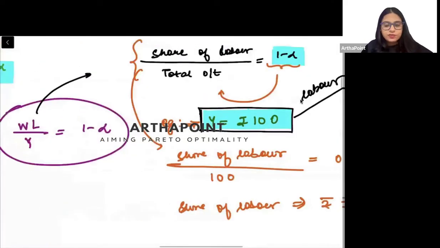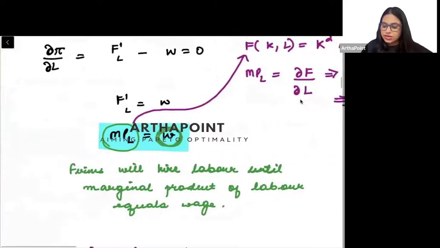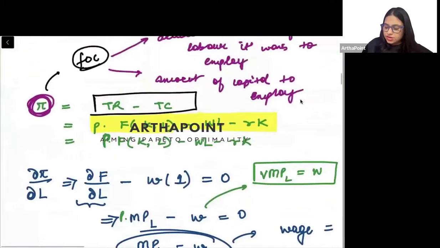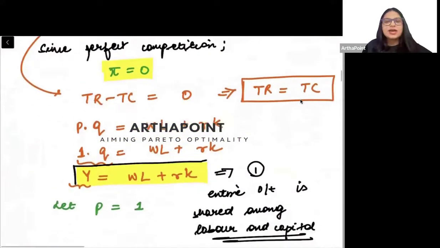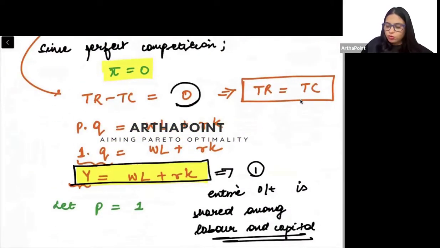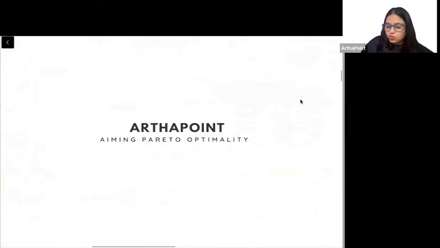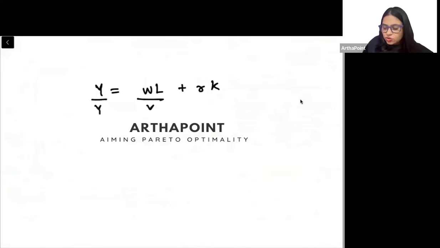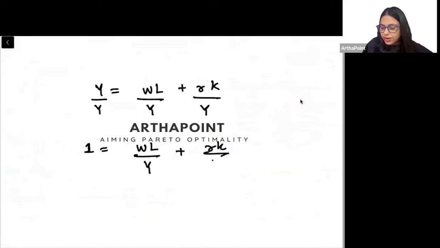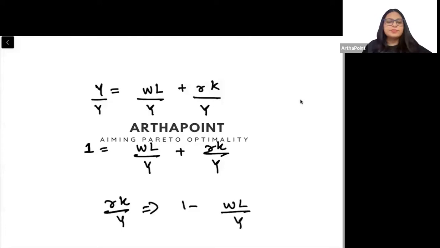Now you remember equation 1. What was equation 1 that we had studied? The equation 1 that we studied was Y is equal to WL plus RK. This was coming because economic profits are 0. So we know that Y is equal to WL plus RK. If I divide throughout by Y, I will get 1 is equal to WL by Y plus RK by Y. So RK by Y will be nothing but 1 minus WL by Y.